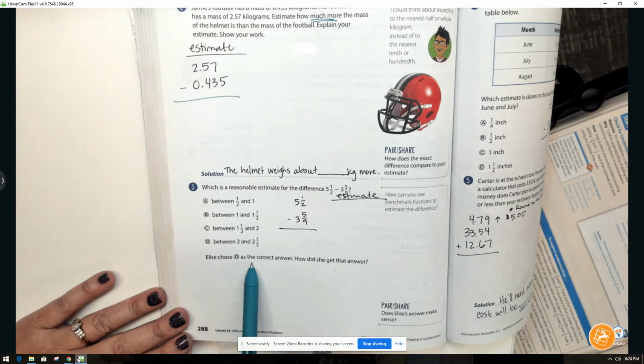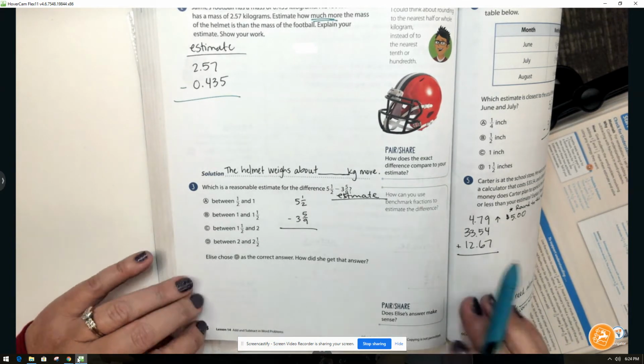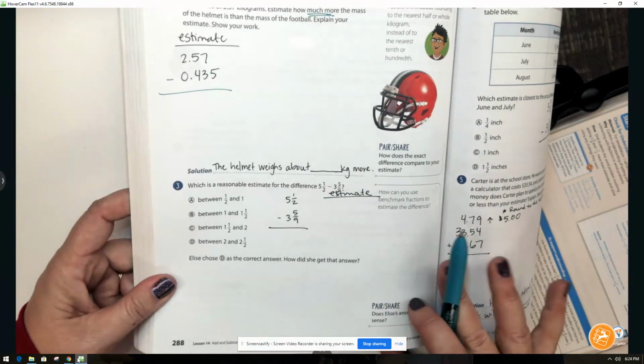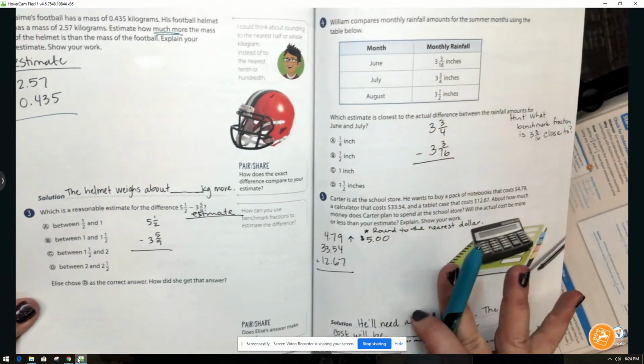Now, Ellie chose D as the correct answer. How did she get that answer? So if you also chose D, then tell me how you got that answer. If you did not choose D, then tell me what Ellie might have done that got her the answer of D.